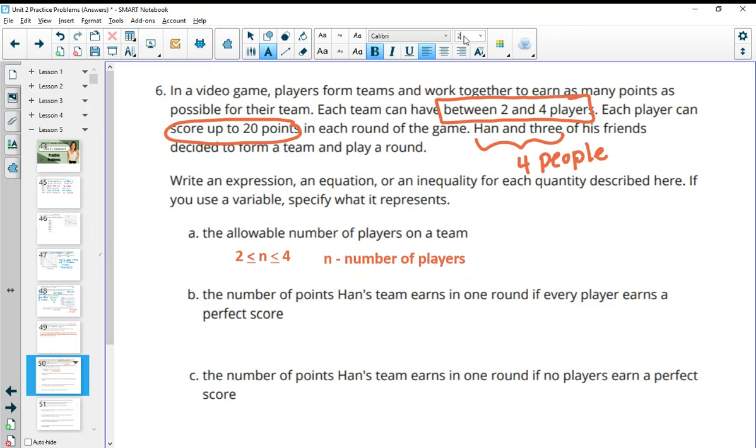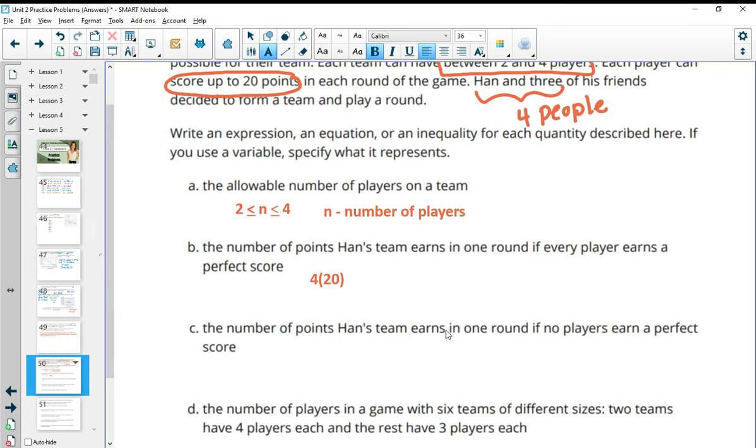So then in part B, it says the number of points Han's team earns in one round if every player earns a perfect score. So Han's team, remember, is 4 people. So there's 4 people, and the max score they can get is 20 points. So if every player, all of his 4 players, each score 20 points, that'd be 4 times 20.